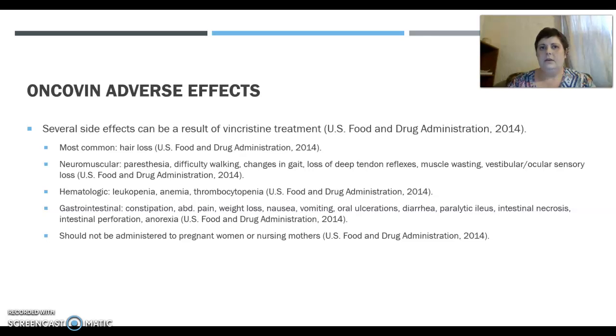It can also come with hematologic consequences such as leukopenia, anemia, and thrombocytopenia, which again is not uncommon with chemotherapy medications.